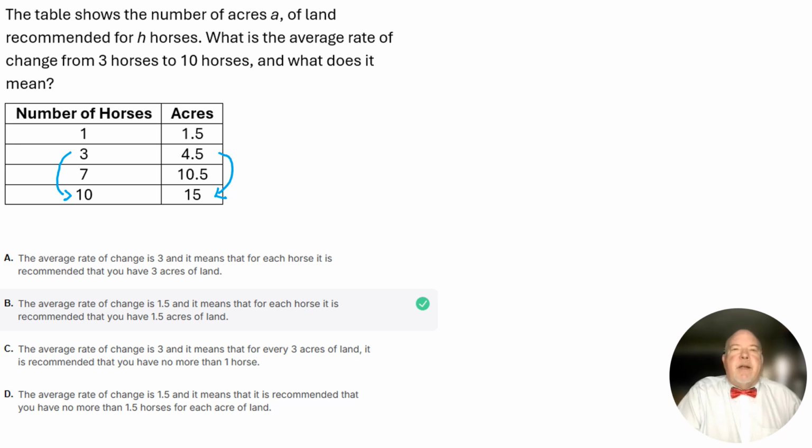Now, to find the rate of change here, what you want to do is take the change in your dependent variable. And so that's usually y. So you're going to be doing y minus y over x minus x. Or in other words, this is the dependent variable because we don't have y's and x's here. So this is the dependent variable, and in the denominator is the independent variable.